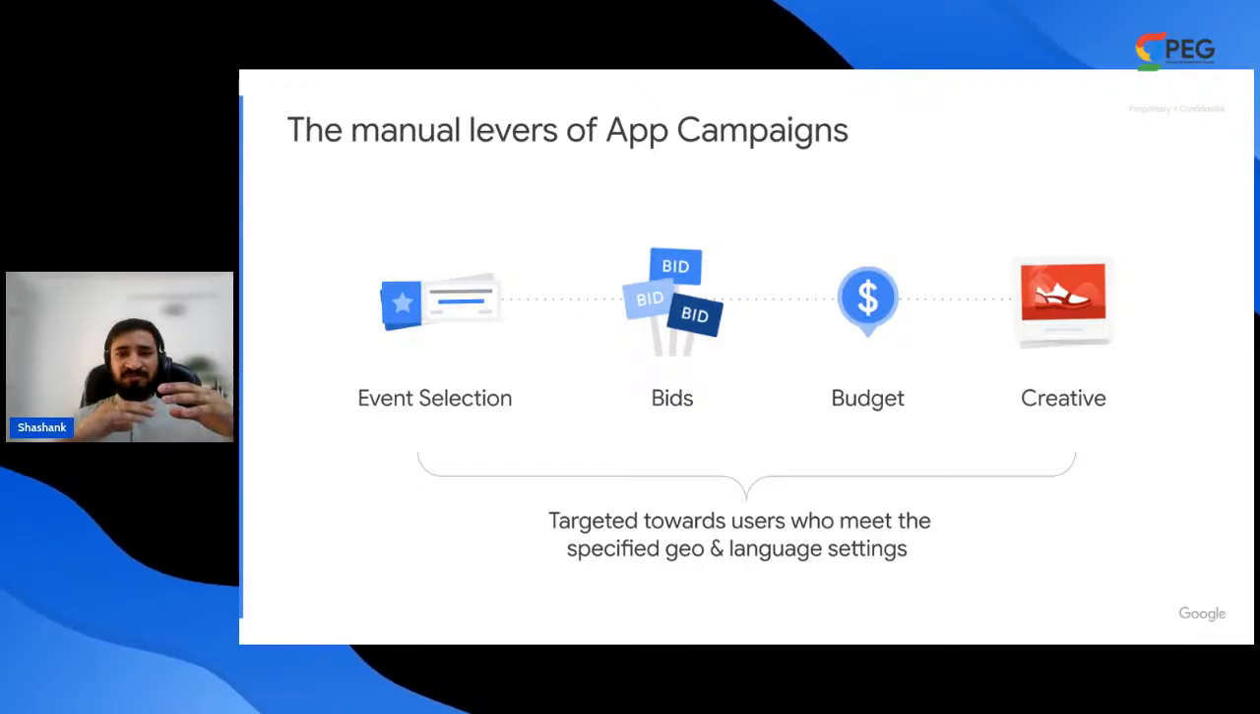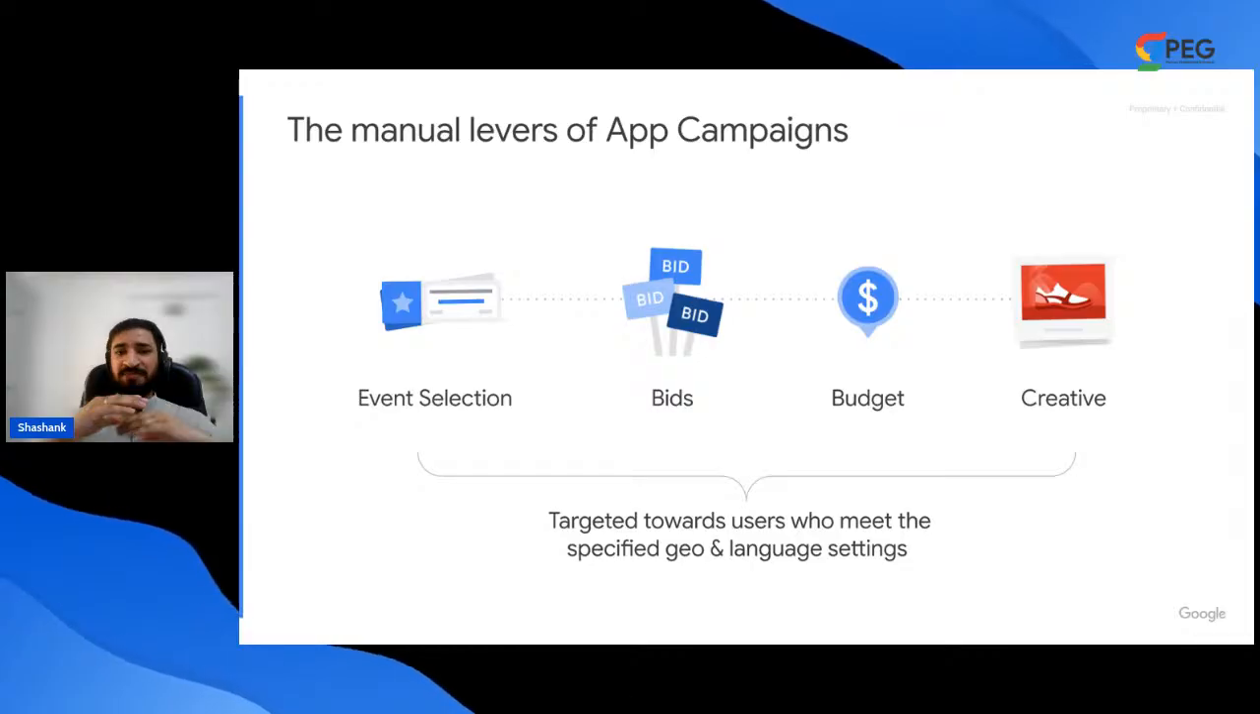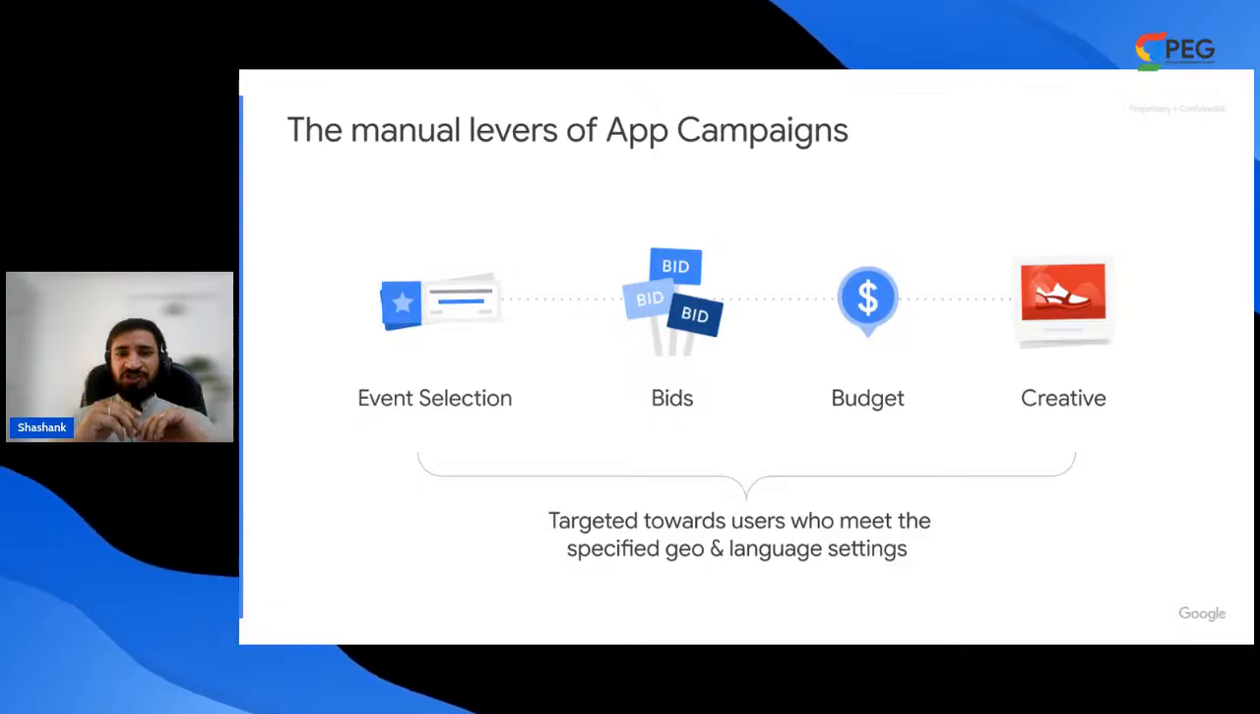The first one is event selection. Event selection is trying to understand for what kind of event you would like to have an app campaign in place. It could be, say, a new brand launch, a product launch, a gaming application launch.